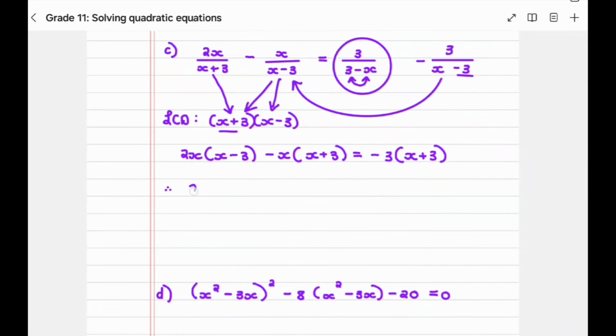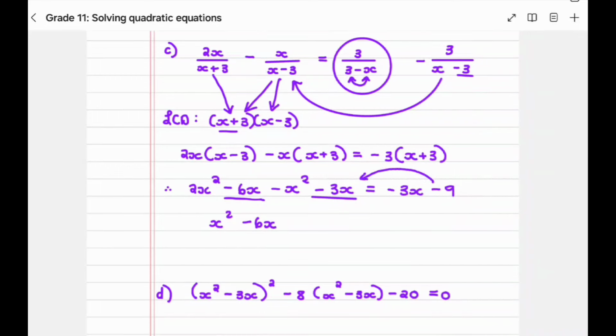So let's do that. 2x times x is 2x squared, minus 2x times 3 is 6x, minus x squared minus 3x is equal to -3x, minus 3 times 3 is 9. Okay, so 2x squared minus x squared is just x squared, minus 6x, minus another 3x, minus 6x, minus another 3x gives you -9x, and then we plus 3x again, which leaves us still with -6x. And then lastly, that negative 9 is going to come over and become a positive 9 equal to 0. And then that is a lovely trinomial.